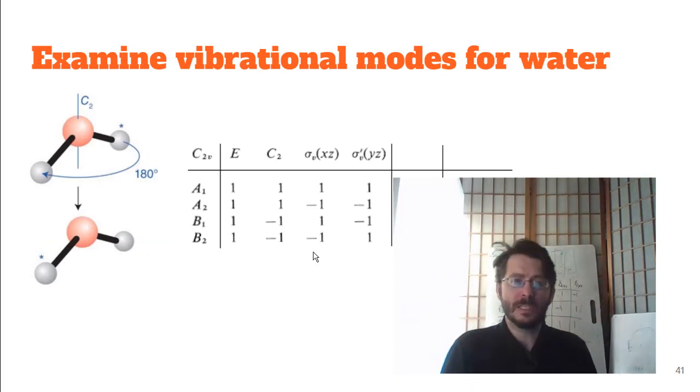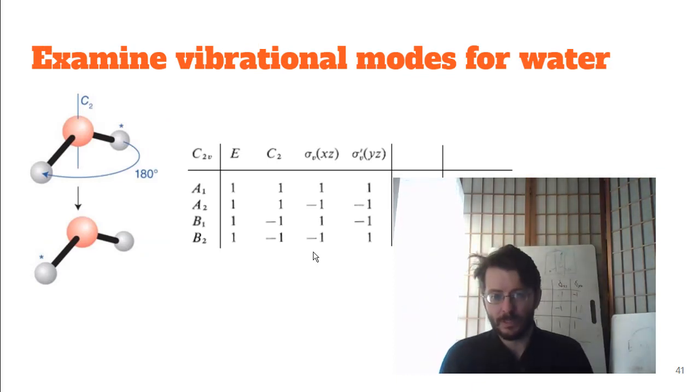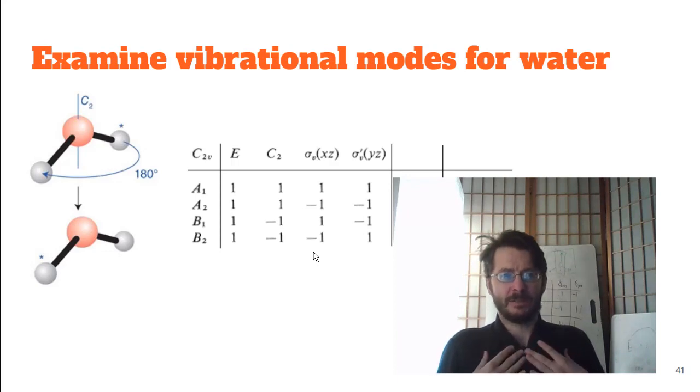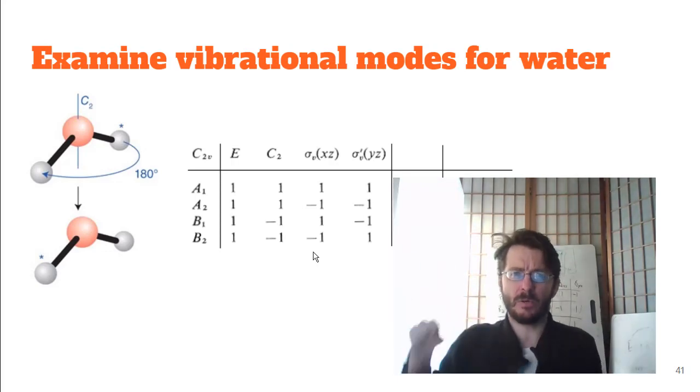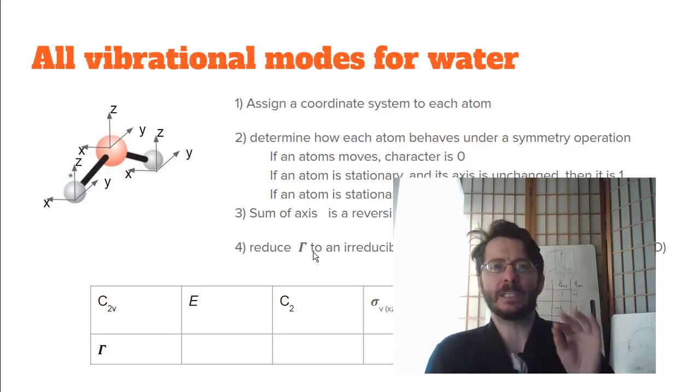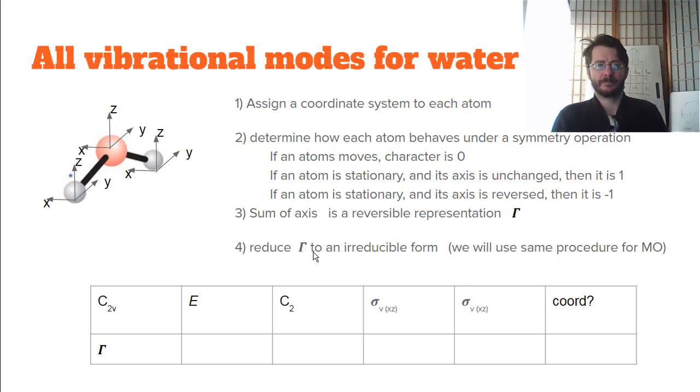So let's do this for water. Let's take a look at all the vibrational modes for water. The way we're going to do this is we're going to cheat. Rather than think about how all the atoms are moving, we're just going to move all of them. We're going to assign a coordinate to each atom, XYZ, using our standard format, right-hand rule. Then we're going to look at how those coordinates change. Rather than thinking about the actual atom moving, if an atom moves, it changes its coordinate.